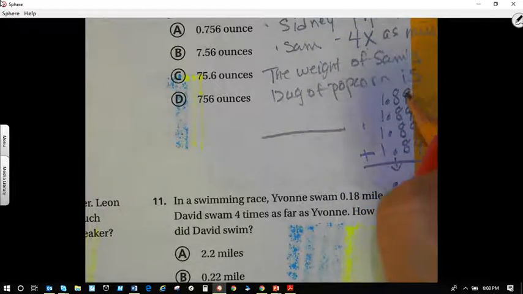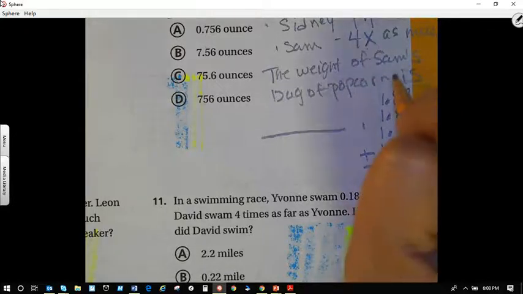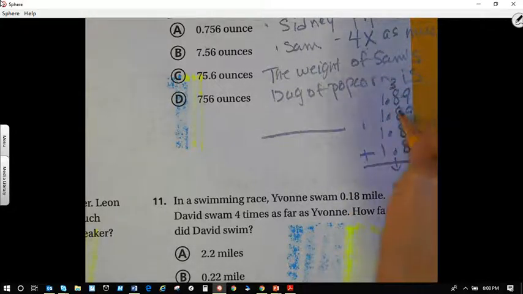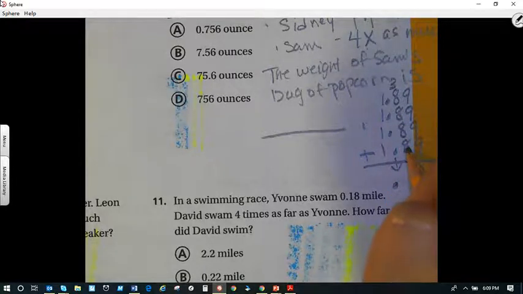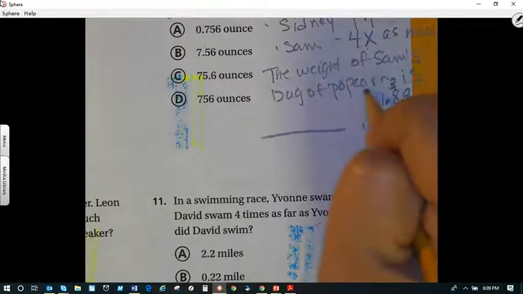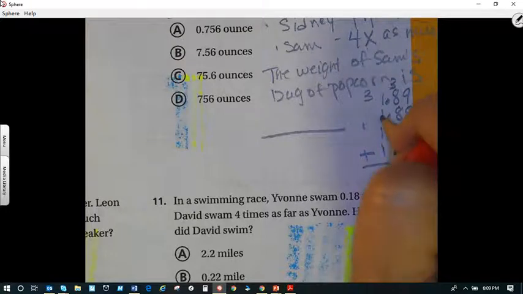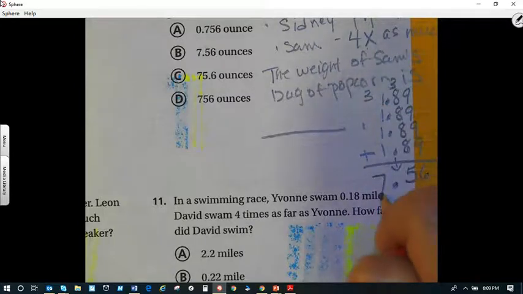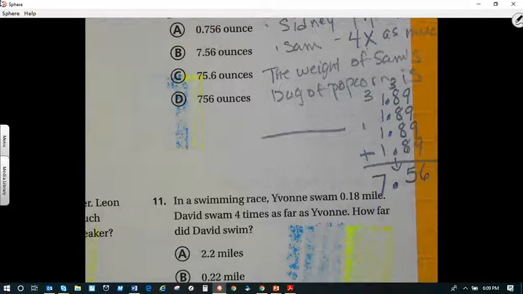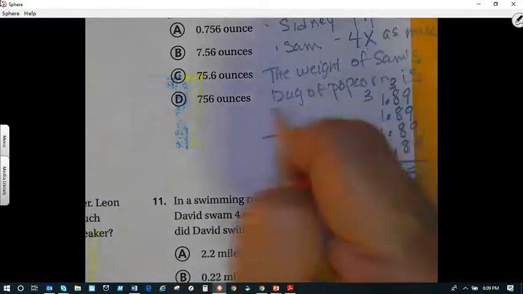So I have 1, 2, 3, 4 groups of 9. That's 36. Carry my 3. I have 1, 2, 3, 4. 8 times 4 is 32. 33, 34, 35. Regroup. I have 1, 2, 3, 4. 4 plus 3 is 7. And so my answer is B, 7 and 56/100, 36 ounces.